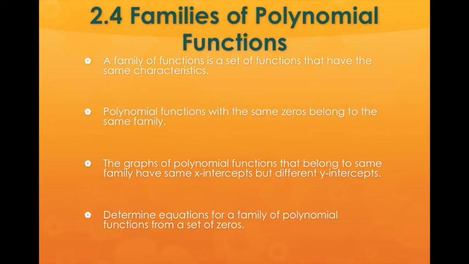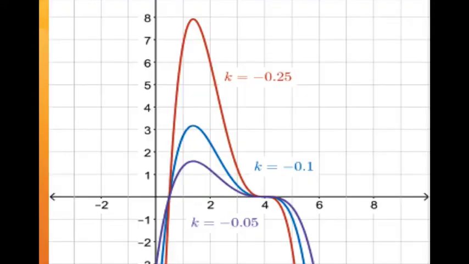When they mention an equation, we will always use y equals k, bracket a minus x, continuing with all the rest of the factors. Here is an example graph of families of polynomial functions. k represents the vertical stretch, and we can see here that all the x-intercepts are the same.